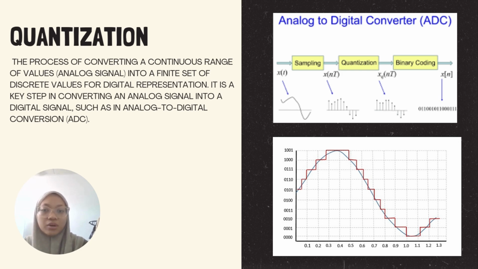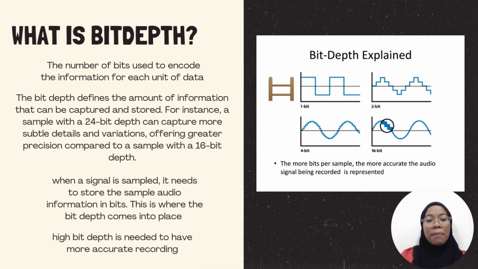The difference between the original analog signal and the quantized steps is called quantization error. This error results from rounding the continuous signals to the nearest quantization level. Higher quantization levels can reduce quantization error but require more data for representation, while fewer quantization levels will increase the error but reduce the data requirements. This process is essential for converting analog signals such as sound or temperature into digital formats for computers, communication, or storage systems. Now, let's talk about bit depth.